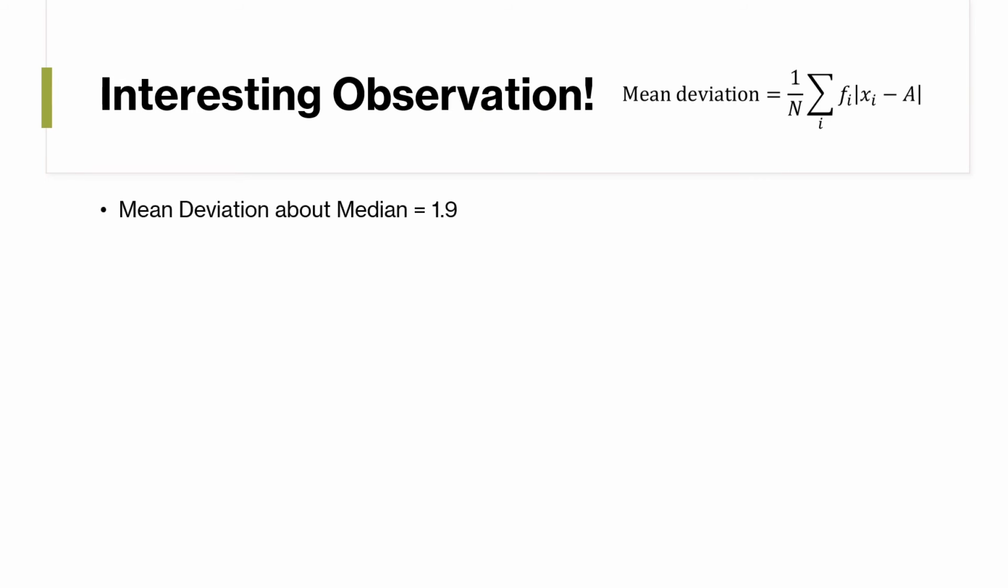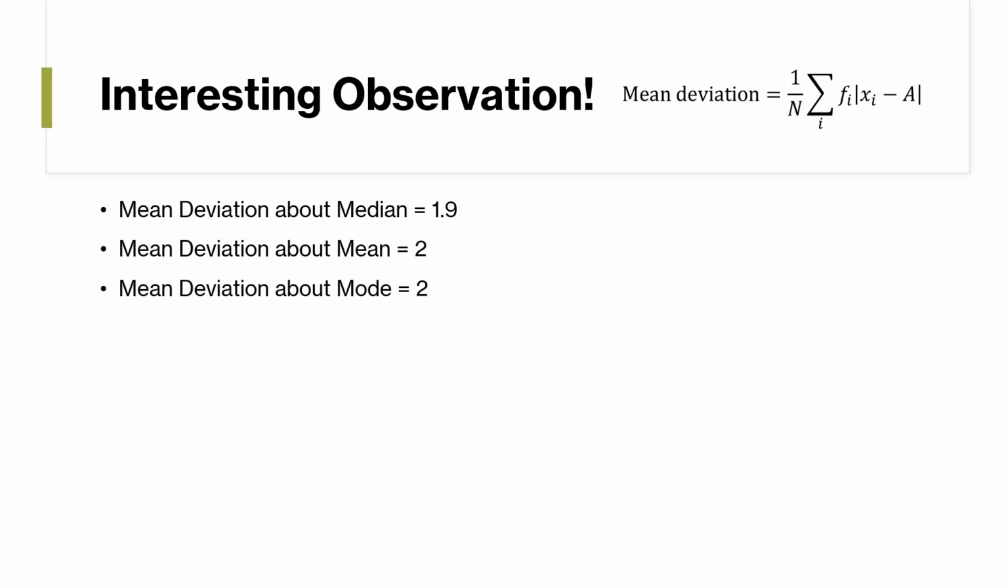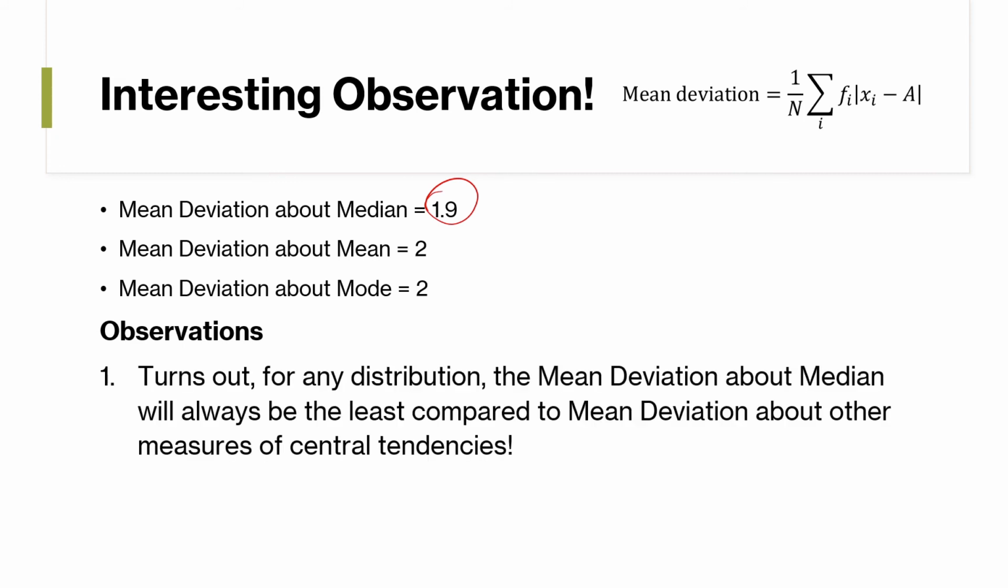Mean deviation about median, we got it as 1.9. Mean deviation about mean, which is arithmetic mean, you will get it as 2. And mean deviation about mode, you will get it as again 2. Interesting, right? So if you look at these three values, you'll note that mean deviation about median is the smallest. In fact, given any distribution, mean deviation about median will be the smallest number compared to mean deviation about other averages.